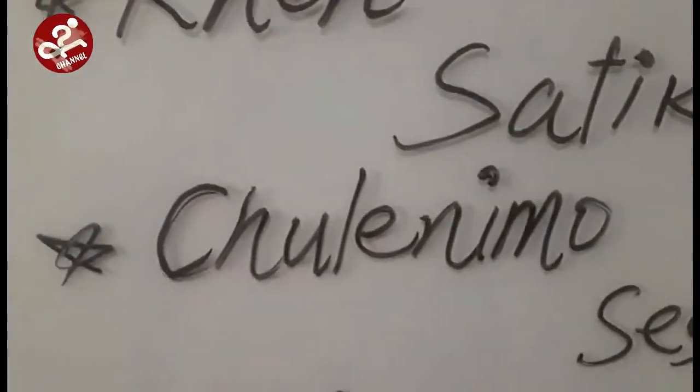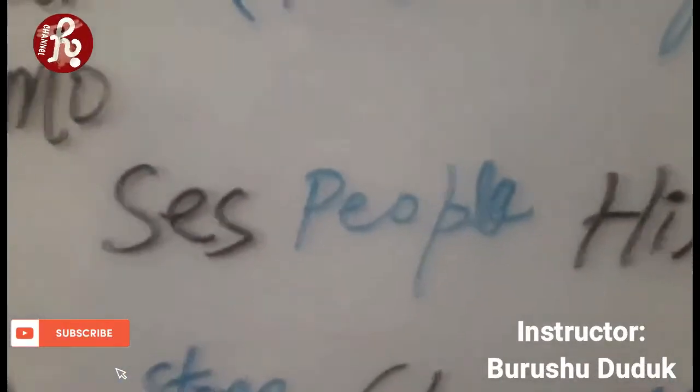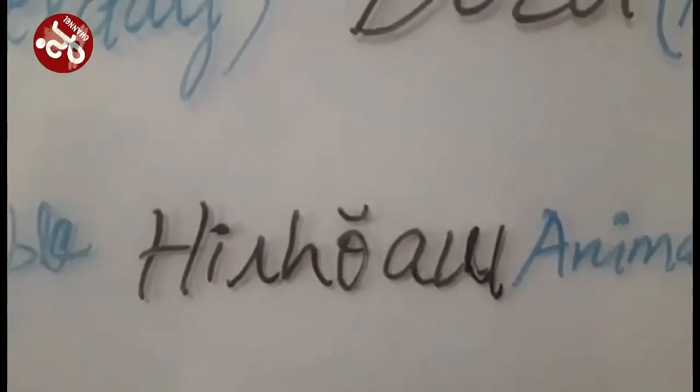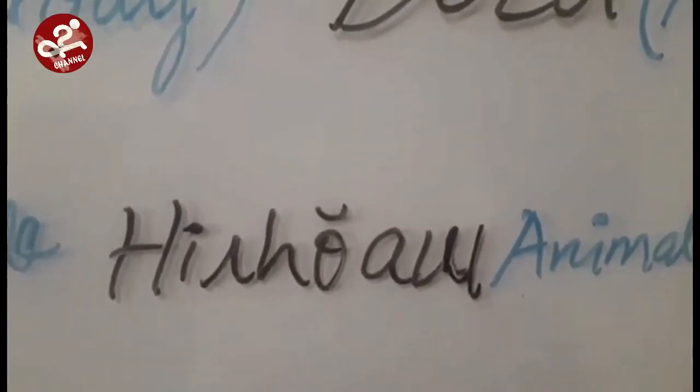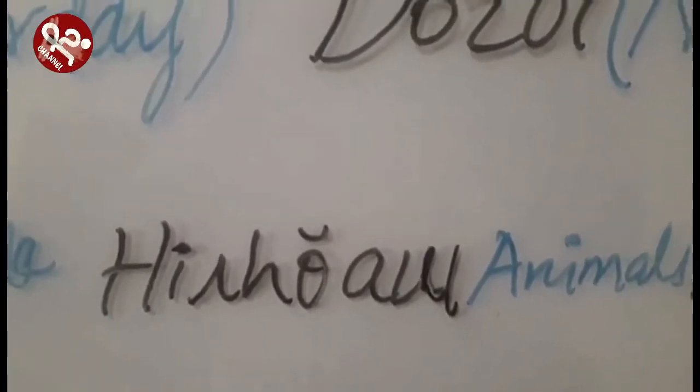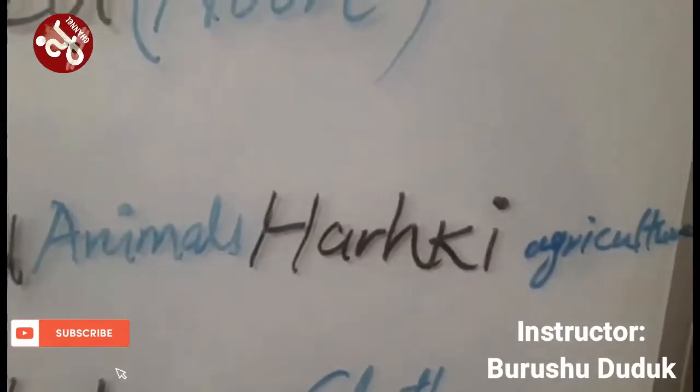Then Chulenimo means living beings. In living beings, there are Ses, means people, and Hiltash means animals. And Harki means agricultural products or agriculture.